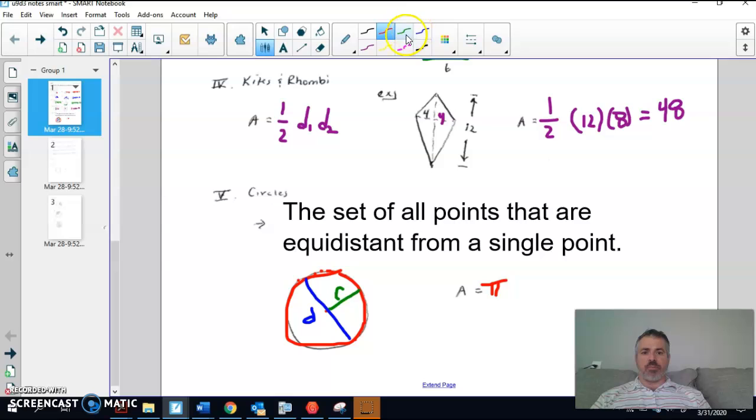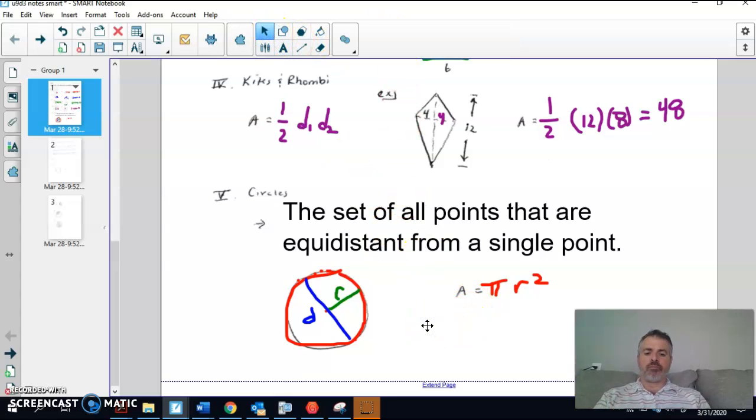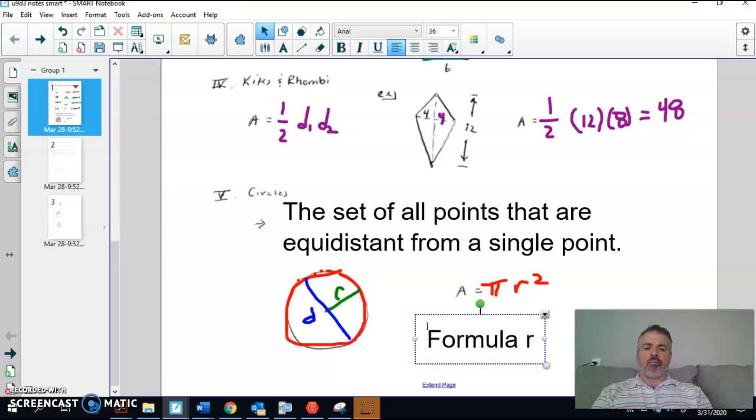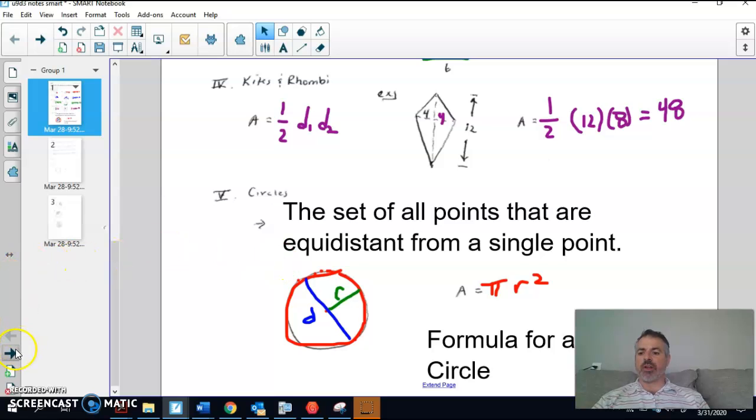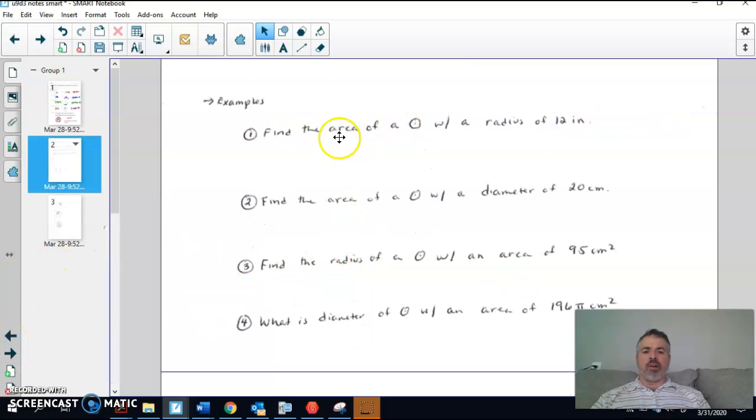So the area formula goes pi, and then you take the radius and square it. So pi r squared, that's the formula for the area of a circle. All right, so let's show you how to use it. So here it wants me to find the area of a circle with a radius of 12 inches. So again, I would plug that into my formula, pi r squared.